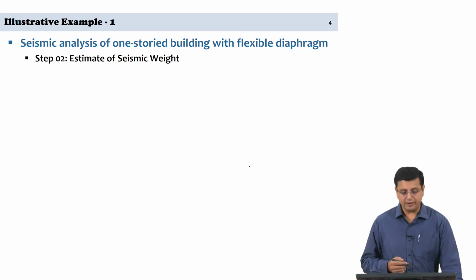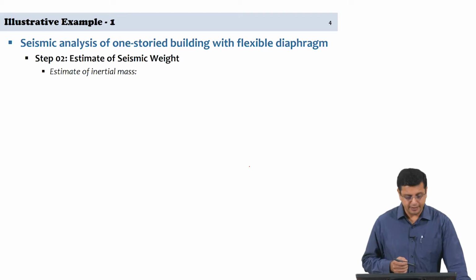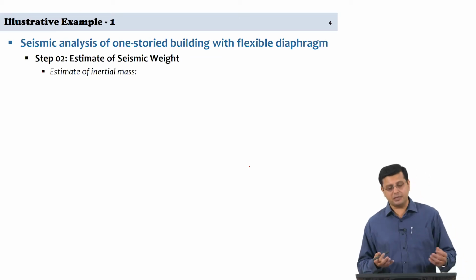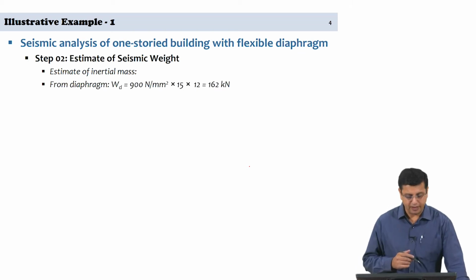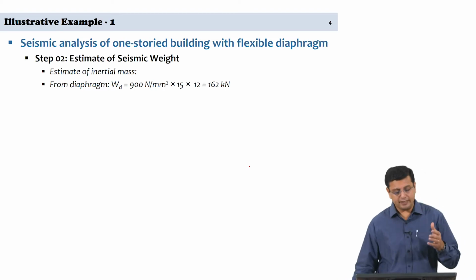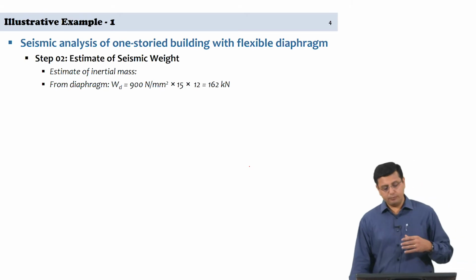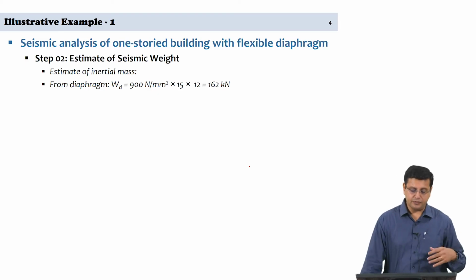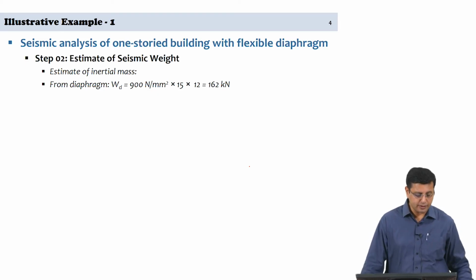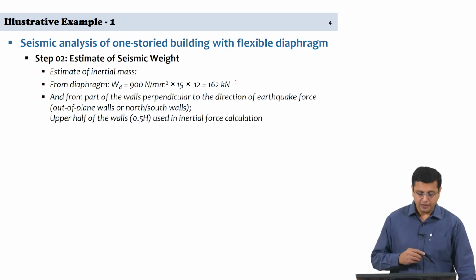Okay, I need to estimate the seismic weight to be able to calculate the base shear. So, the second step is to estimate the seismic weight. We need an estimate of the inertial mass in this particular case. What is the information that we already have on hand, and what further calculations can we make? We know that for the diaphragm, the self weight plus the superimposed loads is about 900 newtons per millimeter square. The diaphragm itself is 15 meters by 12 meters, and therefore the total weight of the diaphragm is about 162 kilonewtons, and that is what you see here.